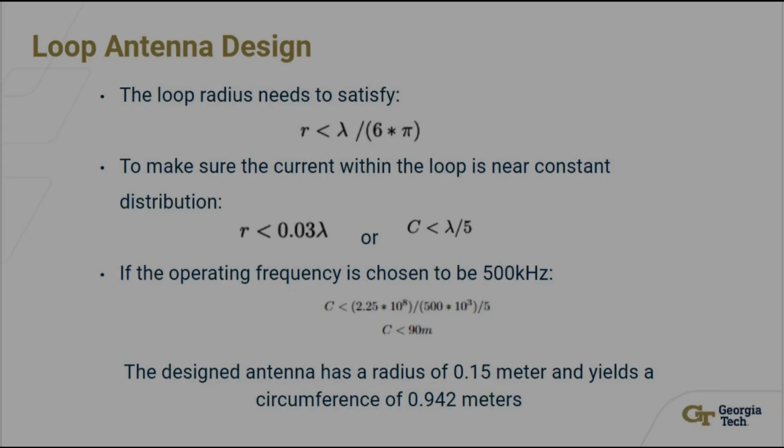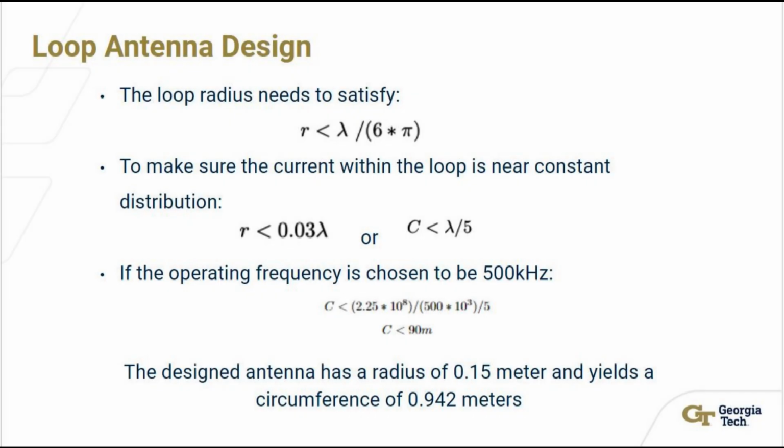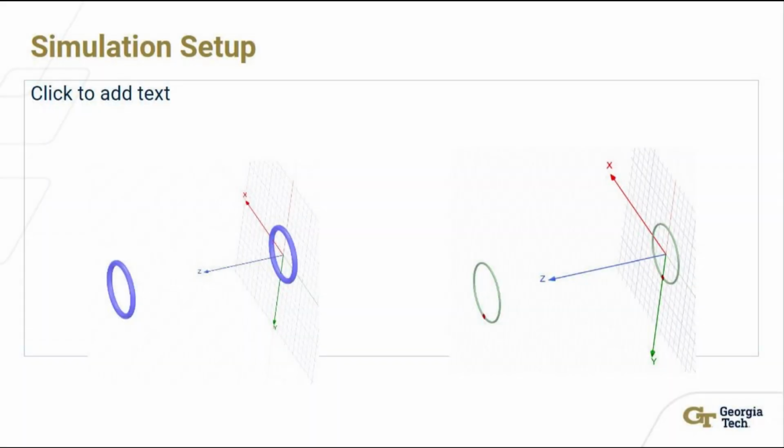And here is the equation to design small loop antenna. Ideally, if the antenna circumference is less than 1/5 of the wavelength, then it is considered as a small loop. If the operating frequency is designed to be 500 kHz, then the antenna circumference has to be less than 90 meters. Our design antenna circumference is around a meter, which satisfies this criteria. Using these antenna specs that Jay mentioned, we set up a simulation in ANSYS HFSS to simulate signal transmission between two loop antennas.